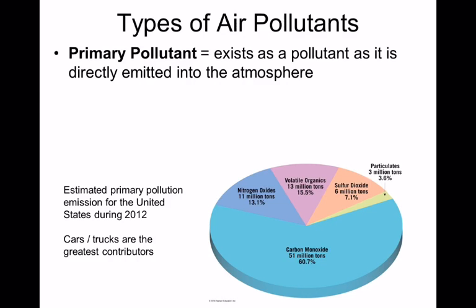With regard to anthropogenic sources of pollution, we have primary pollutants and we have secondary pollutants. Actually, these are just generally primary pollutants. Now, carbon monoxide, the formula for carbon monoxide is CO.